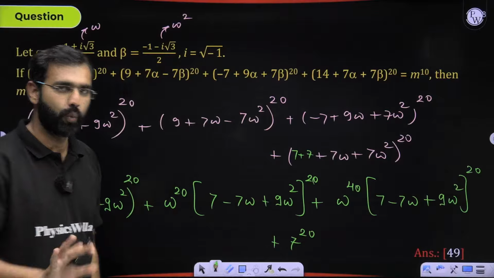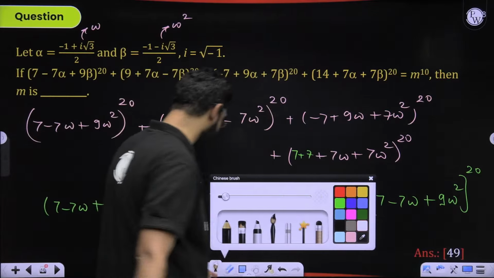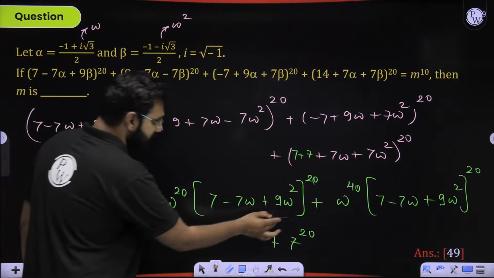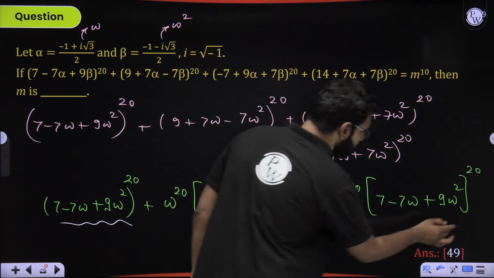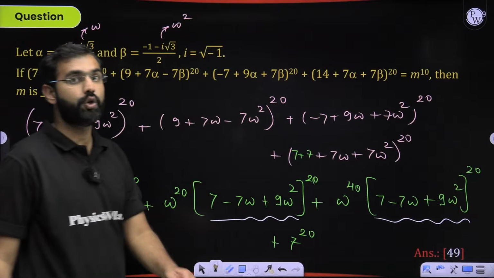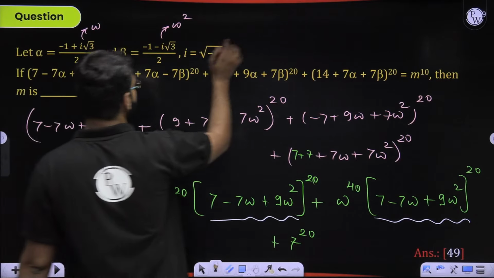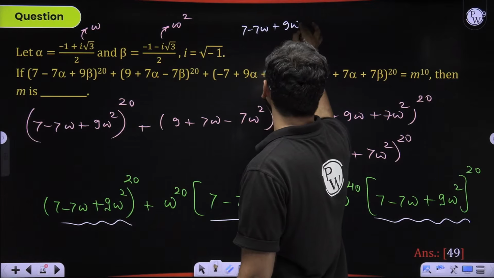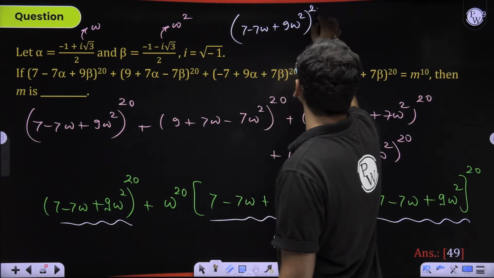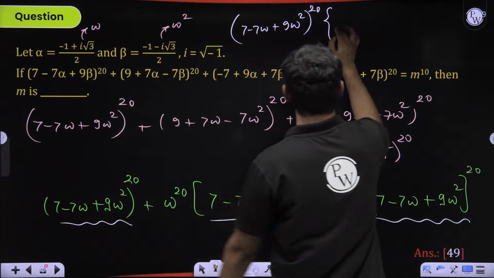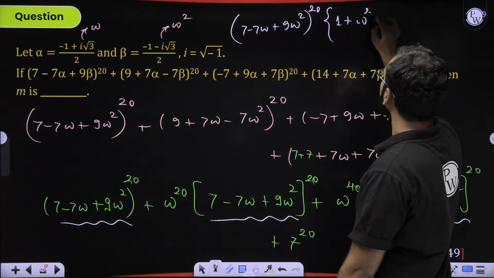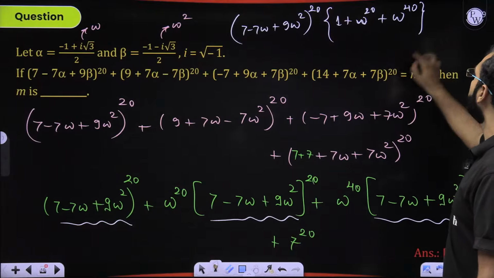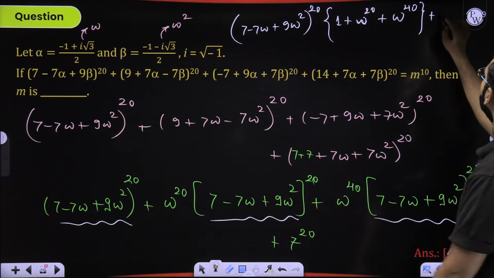Now the last thing, which will simplify this question within seconds. This 7 minus 7 omega plus 9 omega square, 7 minus 7 omega plus 9 omega square, 7 minus 7 omega plus 9 omega square to the power 20, when I take it common, what am I left with? This leaves you with 1, this leaves you with omega to the power 20, and this leaves you with omega to the power 40. Plus this expression, which is 7 to the power 20.